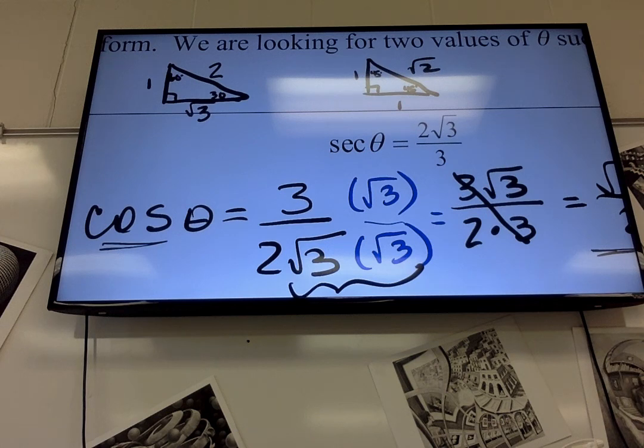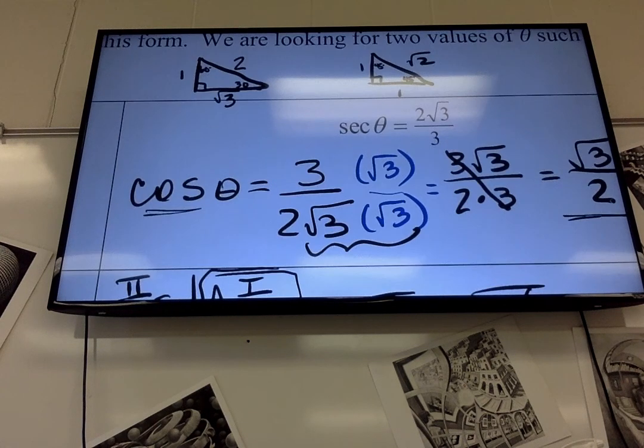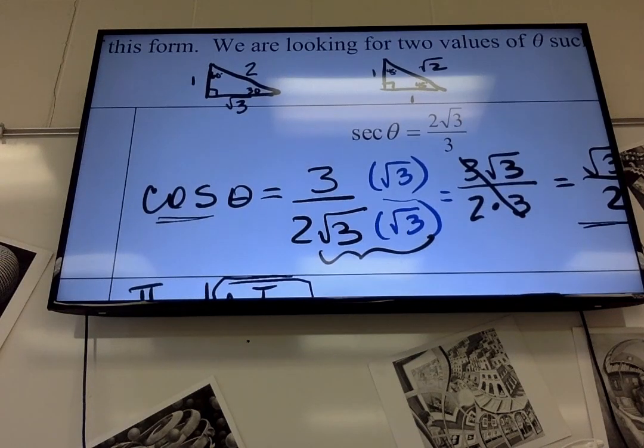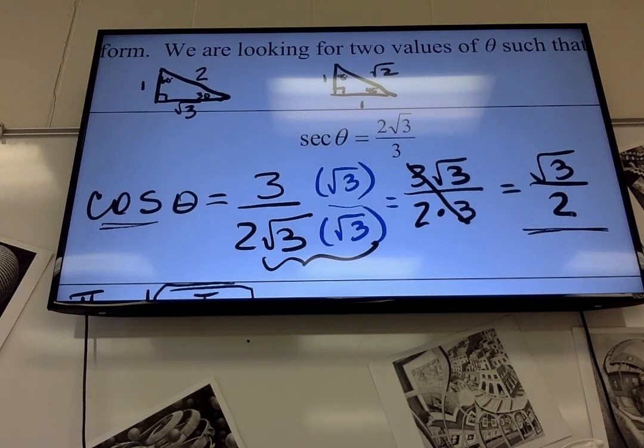Just give me a second. Okay, so let's see. I lost my train of thought. Oh, okay. So I have square root of 3 over 2. Based on these numbers, which kind of triangle do you think it is? Yeah, it makes sense, right? Because it has a square root of 3 and a 2 in it. So it makes sense that that would be this 30, 60, 90 triangle.